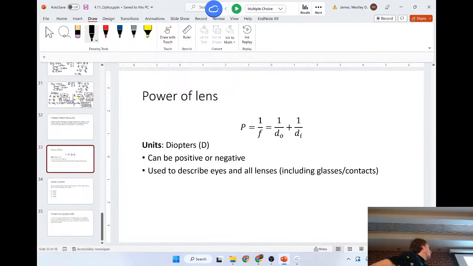I want to move on to powder lens. This is really interesting to me. I'll be straight up honest with you all. I did not know about this before a couple weeks ago when I was like, oh, I should include this in the lesson.